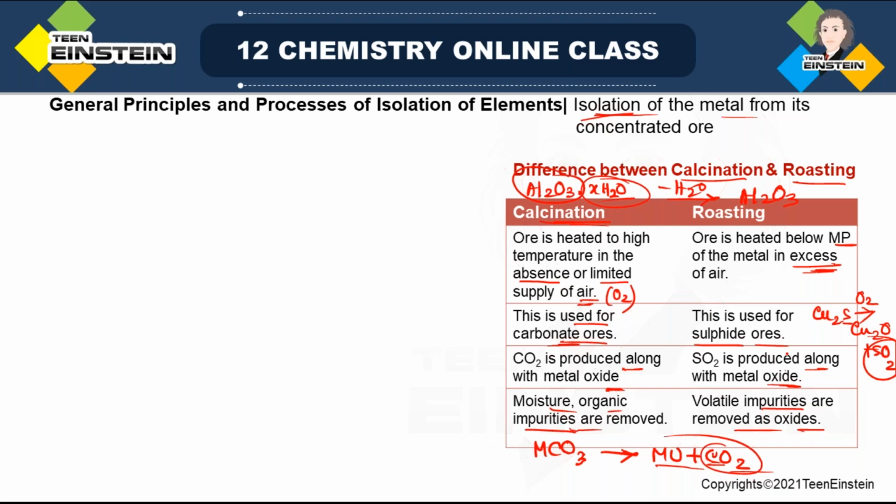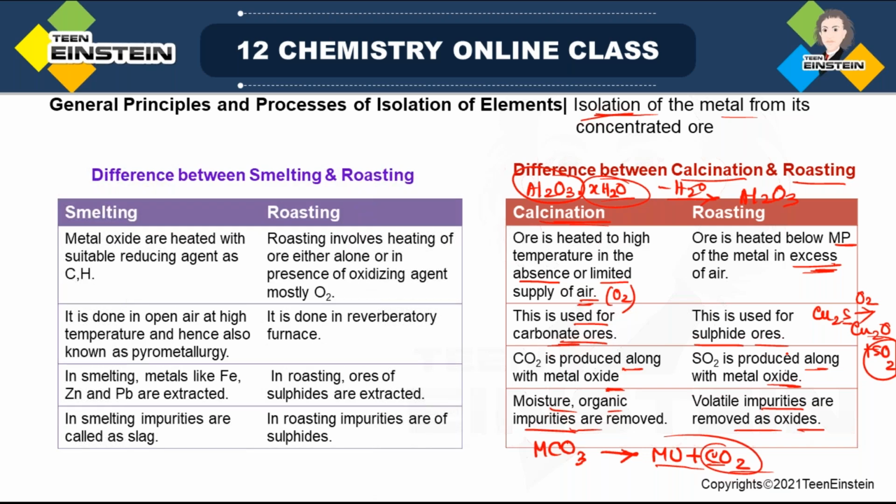Another difference we will also see is between smelting and roasting. What roasting is we already know, but there is another process, smelting. We started today's class with smelting, right? There we are doing reduction using carbon as a source. So metal oxides are heated with a suitable reducing agent, mostly carbon or any carbon source, for example, carbon monoxide. But roasting involves heating of ore either alone or in the presence of an oxidizing agent, mostly O2. So these two are obviously different processes. This is oxidation, this is reduction.